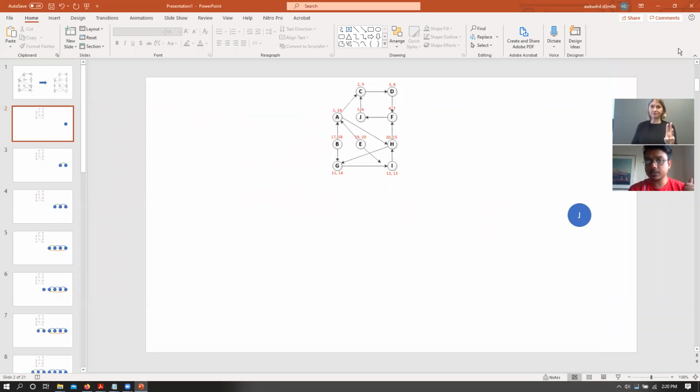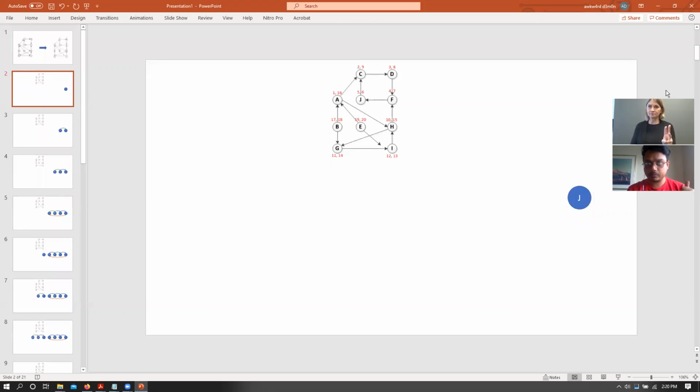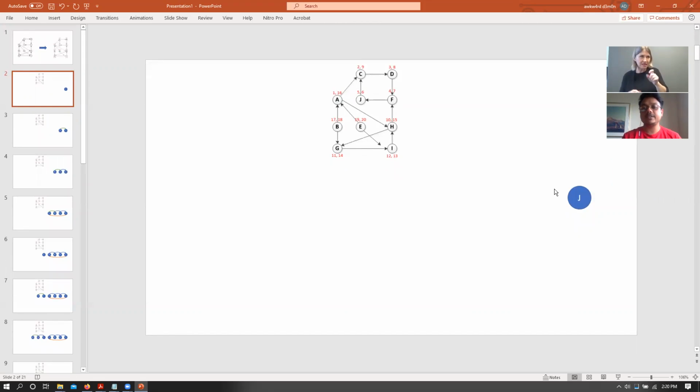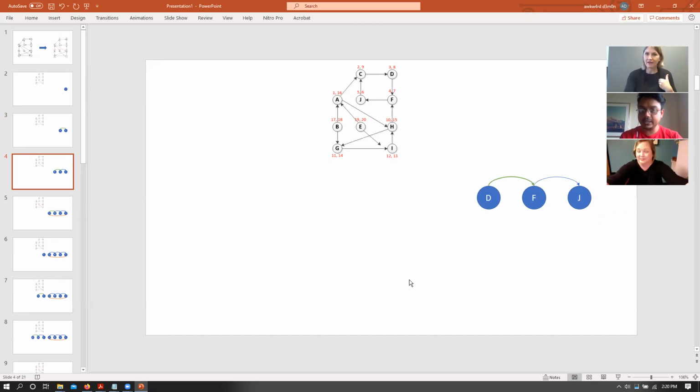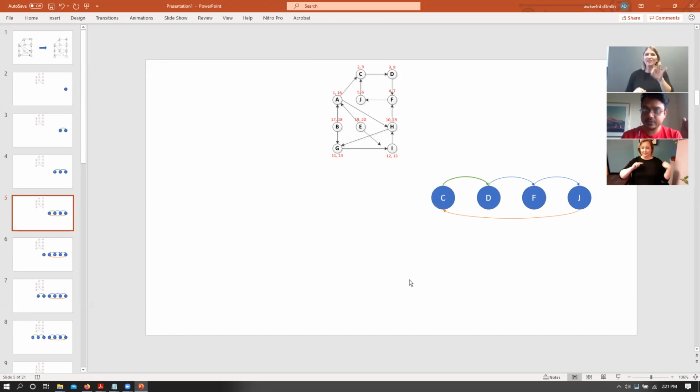Because DFS can't dig any further, because C has already been explored, right? Then we have F, then we have D, where D is connected to F and F is connected to J. And then we have C.